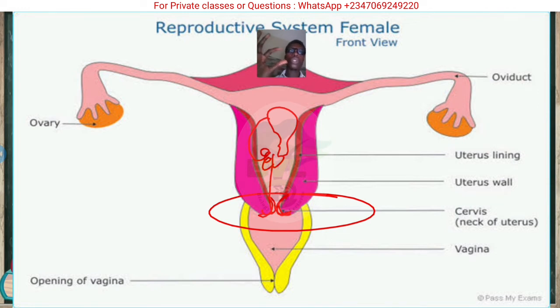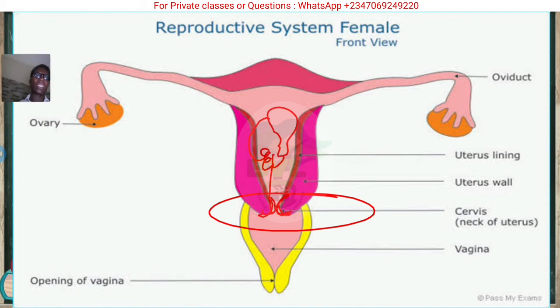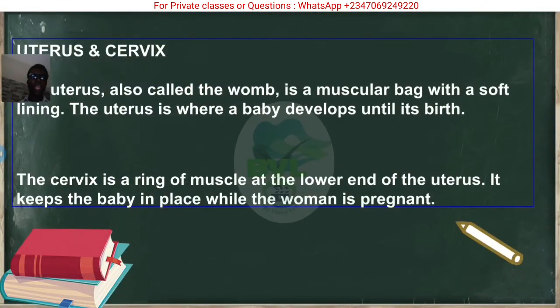In fact, it must open up to a particular centimeter before the baby can come out successfully, about 10 centimeters or thereabouts. So that's to tell you how tightened the cervix is and how it holds the baby in place. So that's one of the functions of the cervix. It also plays some role during child delivery. So don't forget this function. Uterus is where the baby grows, and cervix helps to keep the baby in place. How? By contracting and tightening the lower end of the uterus.